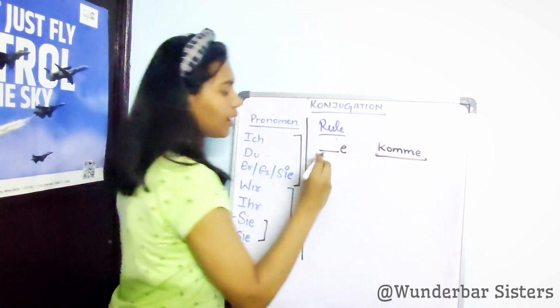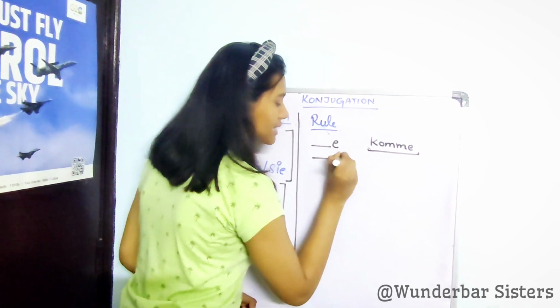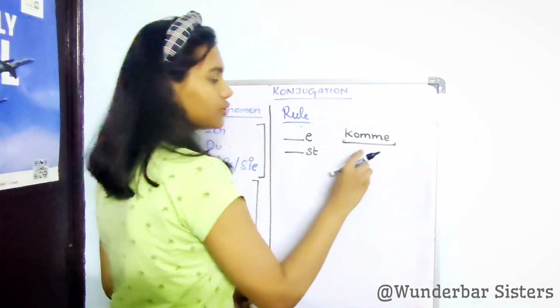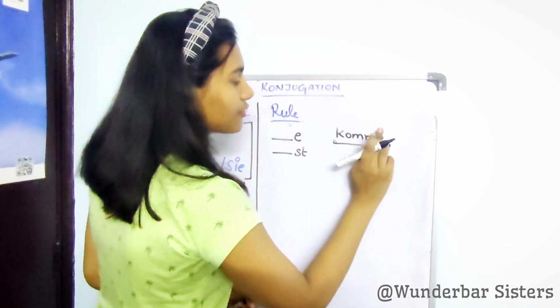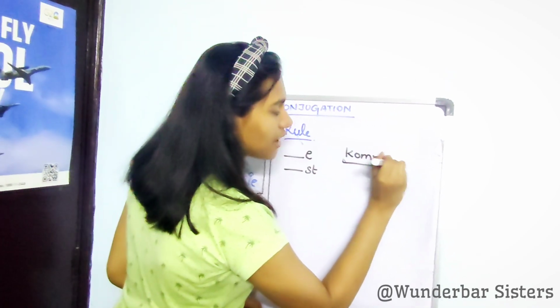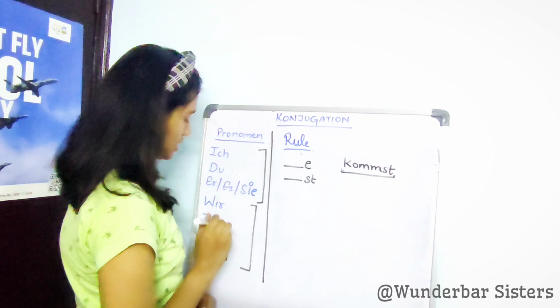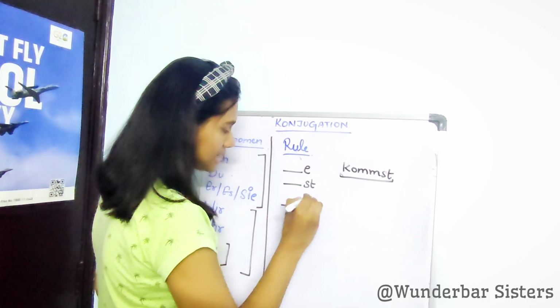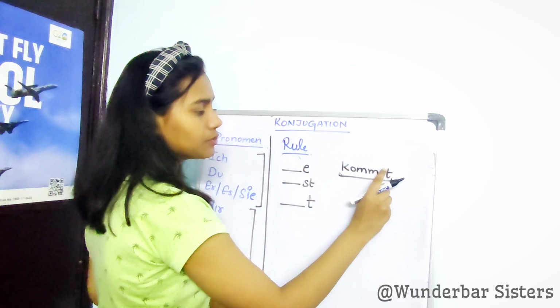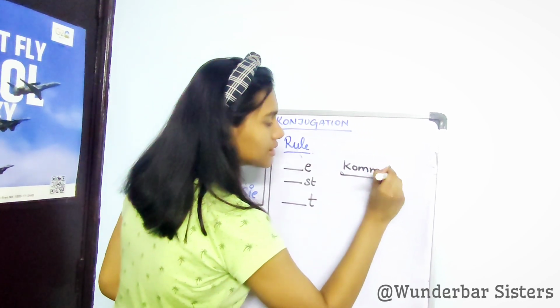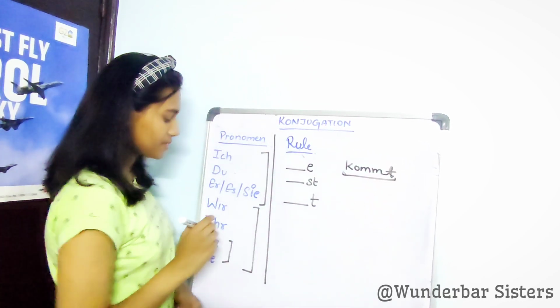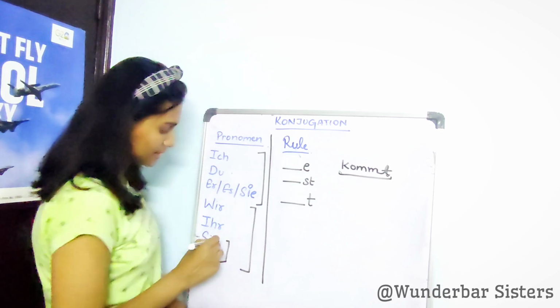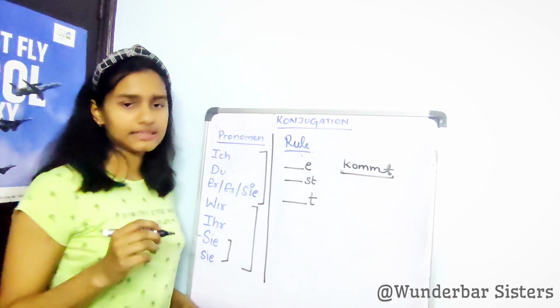Now with du, our verb always ends with st. So like if I use this verb, komm, with this, the E would be removed and we'll have st, kommst. Similarly, for er, sie, es, it would end with a t. So this S would be removed and we'll have only t. It would be kommt. Then with wir and sie, sie, it always remains the same.